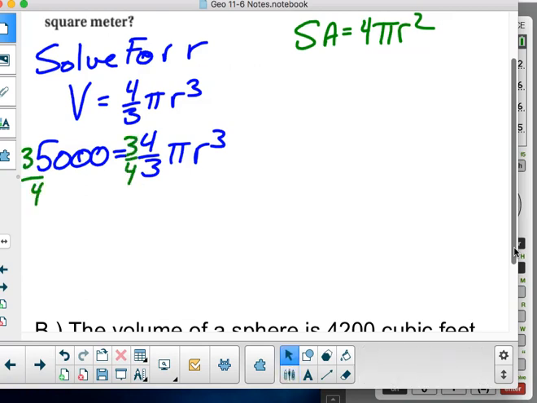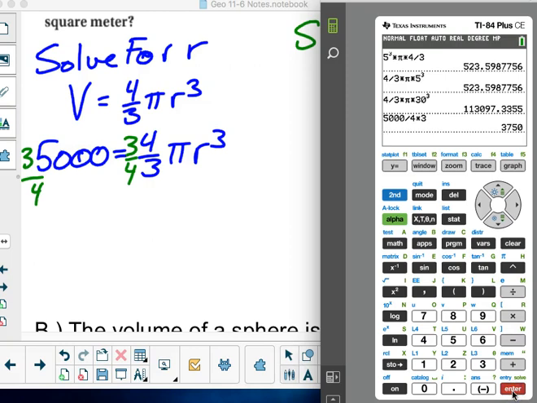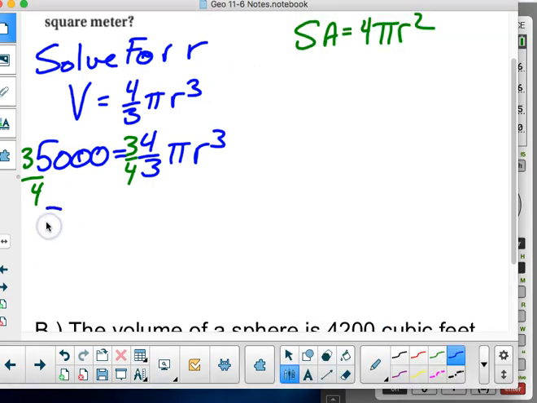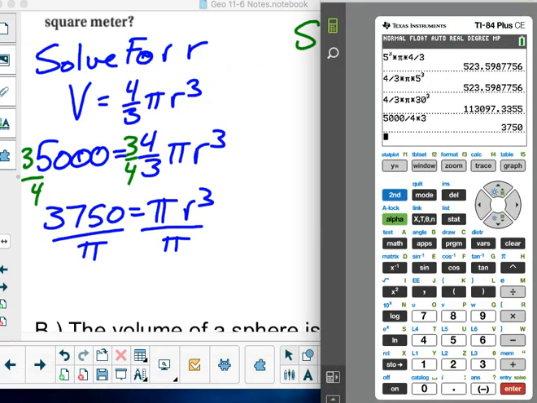So this is going to be 5,000 divided by 4 times 3, which is 3750. So I got 3750. It's equal to pi r cubed. I'm going to divide by pi. So I got 3750 divided by pi.